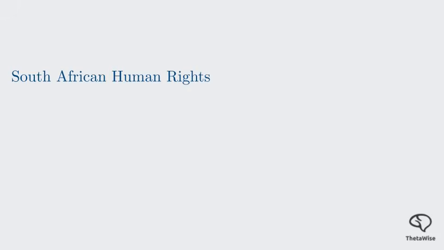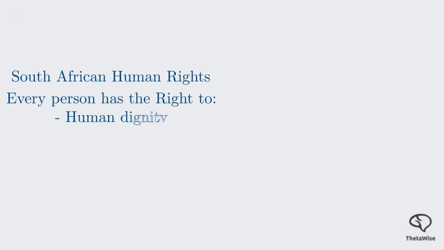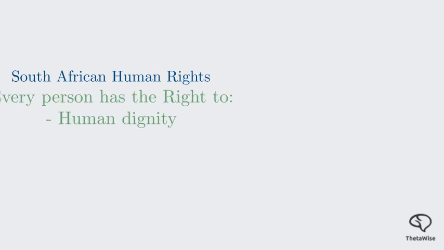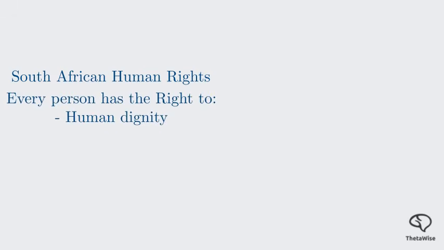Let's get specific and look at some of the human rights that are enshrined in the South African Constitution. The Bill of Rights is a cornerstone of our democracy. It lists the fundamental rights that every person in South Africa has. Every person has the right to human dignity. This means they should never be humiliated or treated as if they are less than others. They have the right to life. No one has the right to take another person's life.